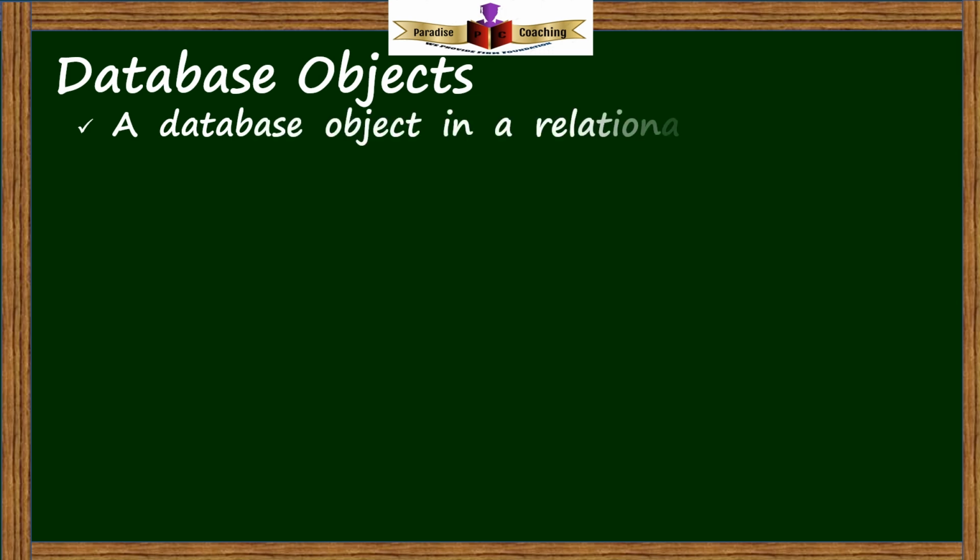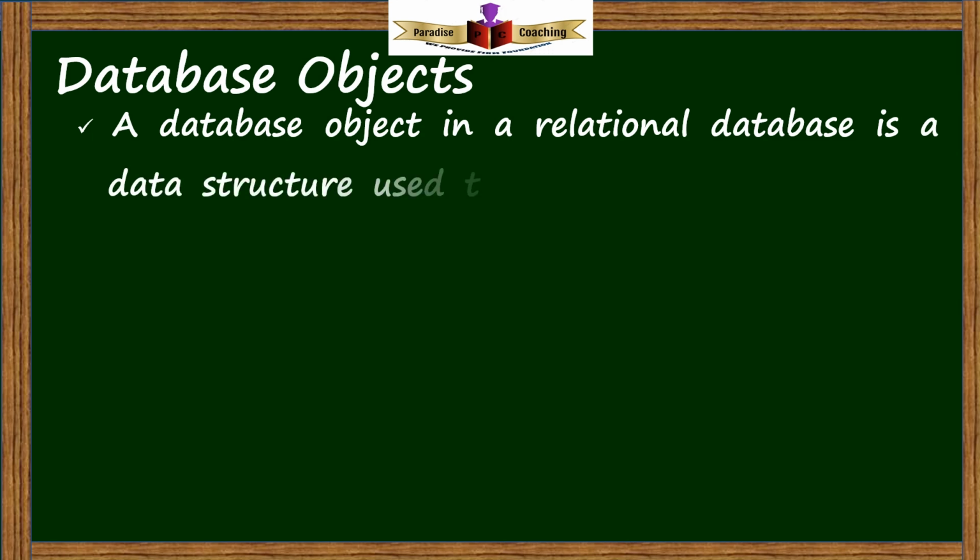Database object. A database object in a relational database is a data structure used to either store or reference data. Remember, a database object in a relational database is a data structure used to either store or reference data.